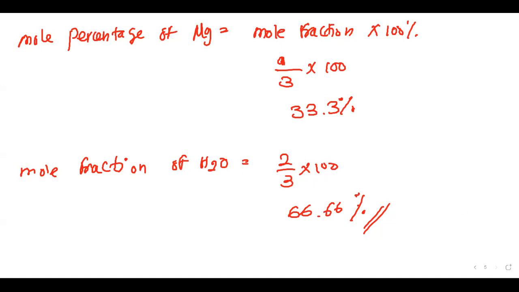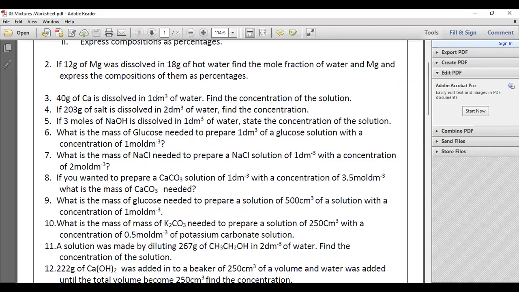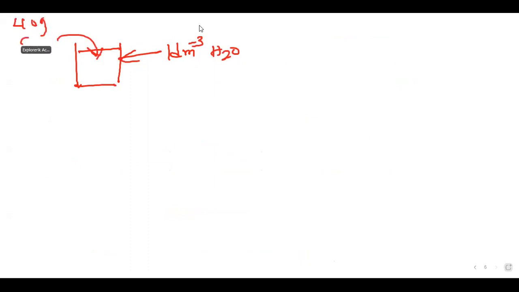Next one. Third question: 40 grams of calcium was dissolved in 1 decimeter cube of water. Find the concentration of the solution. Let's do them very quickly, so these things are easy, right? What they are telling us is that they have taken 1 decimeter cube of water, and they have added 40 grams of calcium.